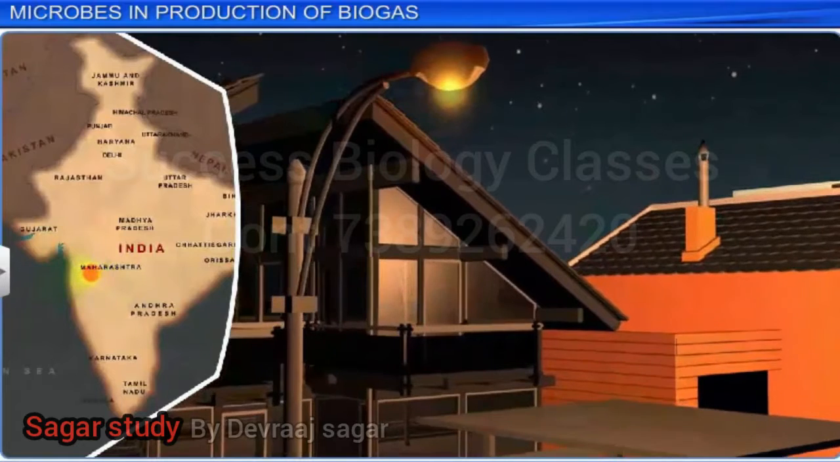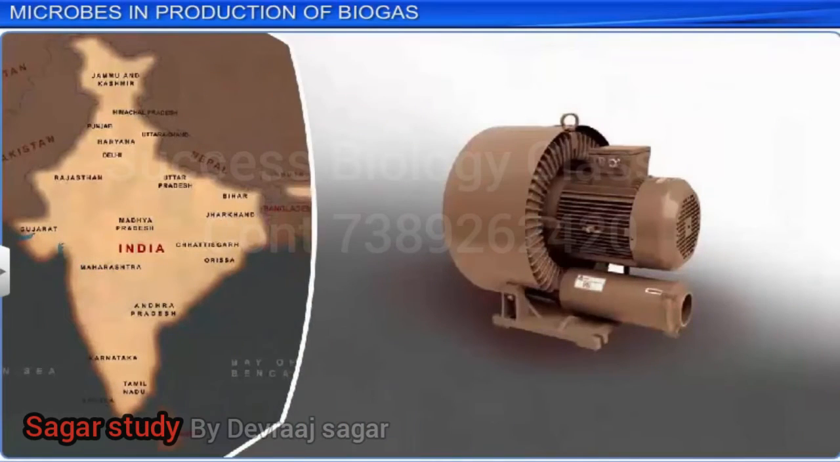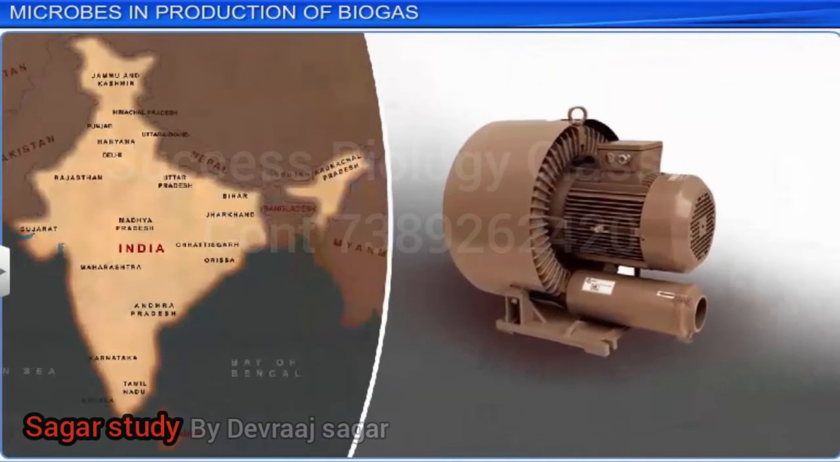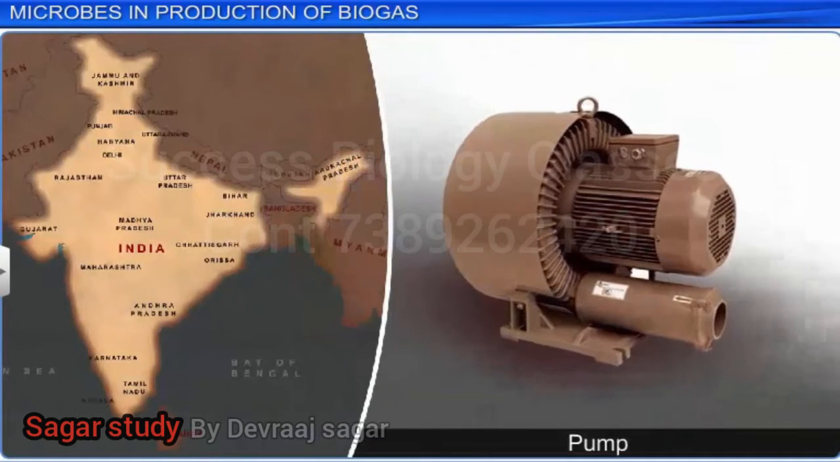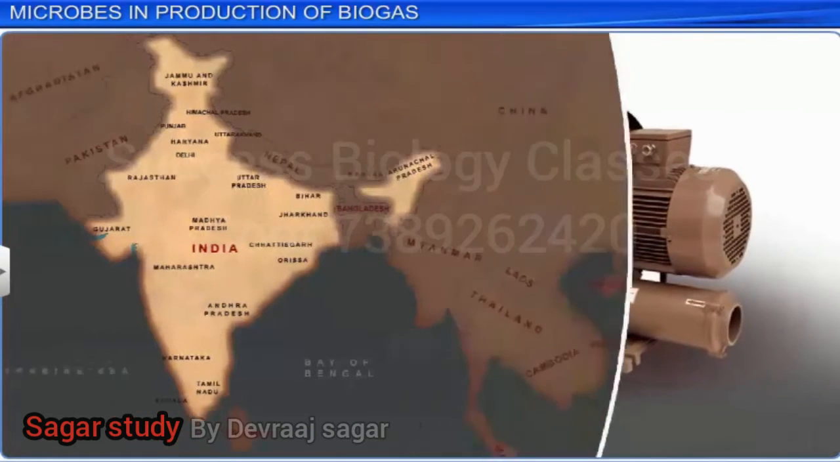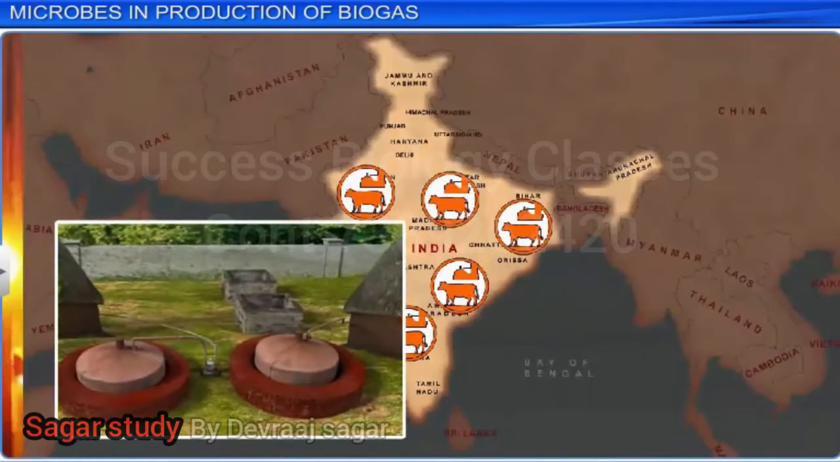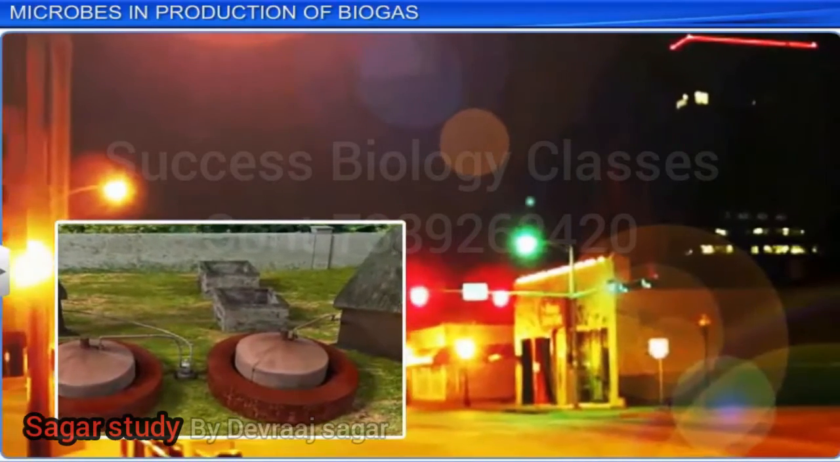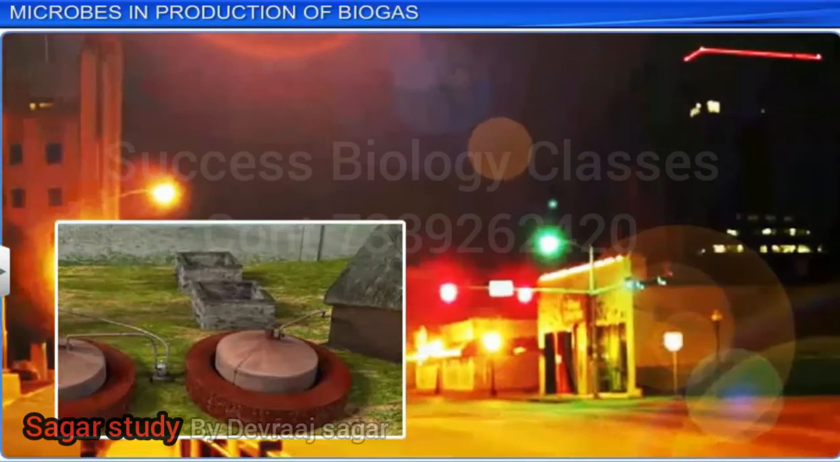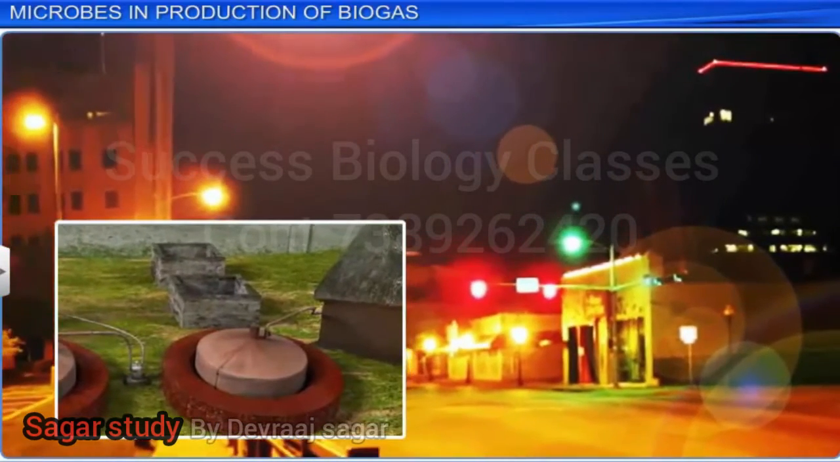Biogas can also be used to run electric engines such as pumps, as it causes less air pollution. Therefore, whether a village or city, establishing a biogas plant is an effective way to generate energy from wastes, and this has been made possible by microbial activity.